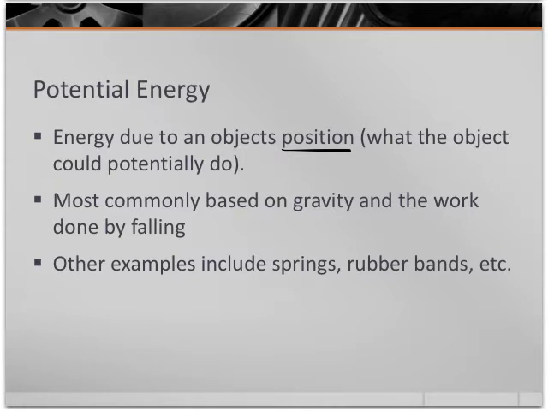You can also think of potential energy on things like a rubber band. The more you pull the rubber band back, the further it'll end up going, so the more work the rubber band does. That sort of thing. Springs also have potential energy, a pinball machine, that sort of thing. So potential energy is based on the position of the object and what the energy could potentially do when released.